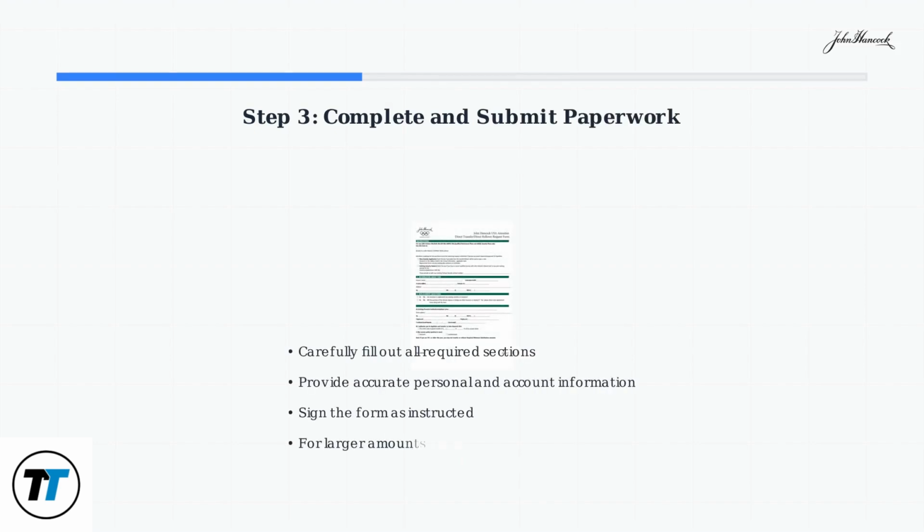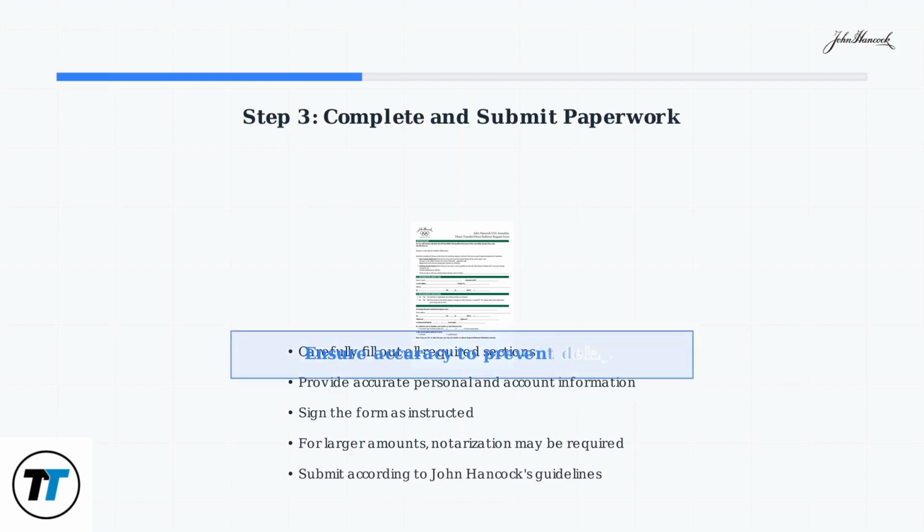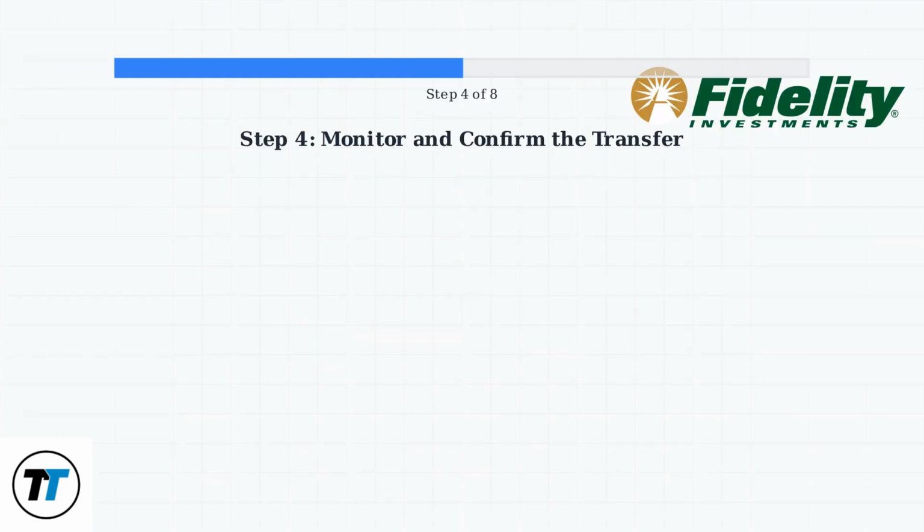The form from John Hancock requires careful attention to detail. Fill out all sections accurately, including personal information and account details. Sign the form as required, and for larger transfer amounts, notarization may be necessary. Submit the paperwork according to their instructions to avoid any delays in the rollover process. Now that you've initiated the transfer, it's time to monitor and confirm the rollover.